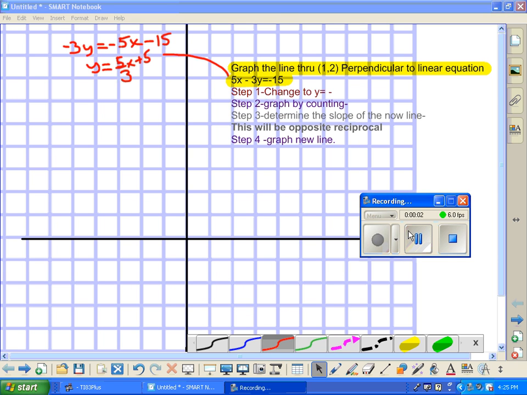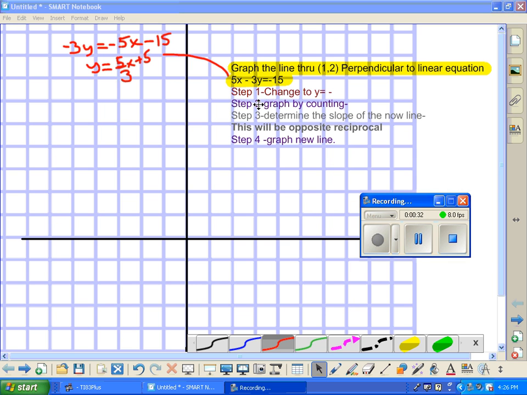Today, we're going to graph a line through a certain point that is perpendicular to a particular linear equation. The problem is highlighted. Graph the line through the point (1, 2) that is perpendicular to the linear equation 5x minus 3y equals negative 15.